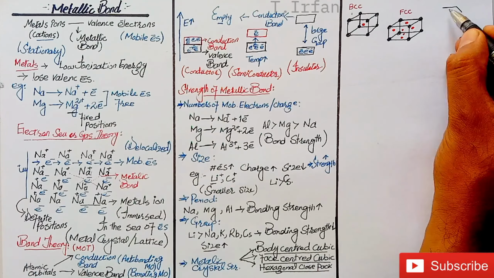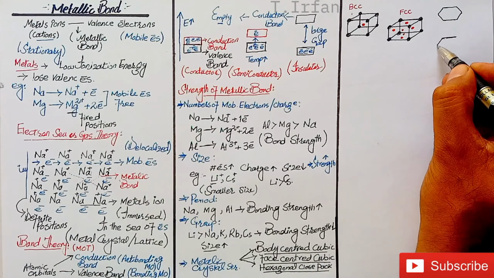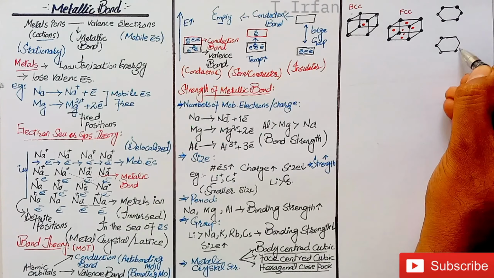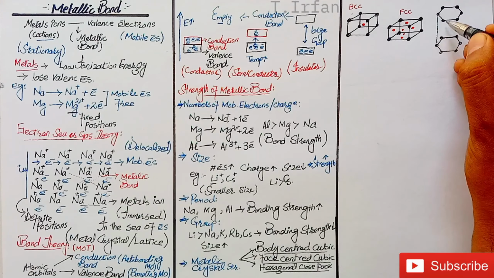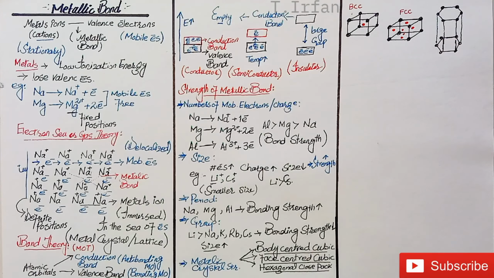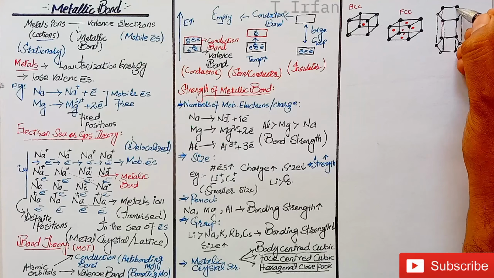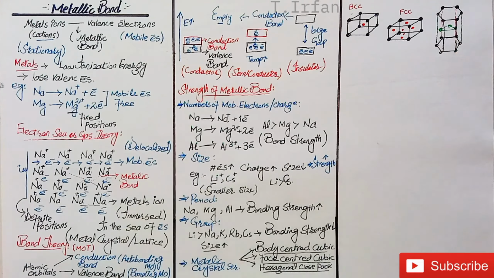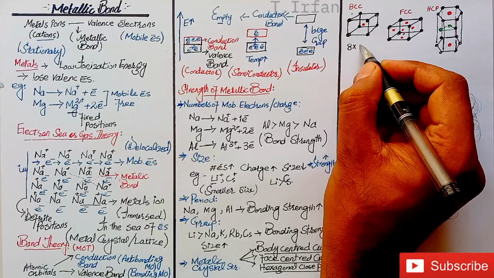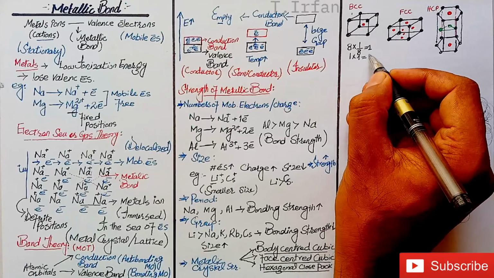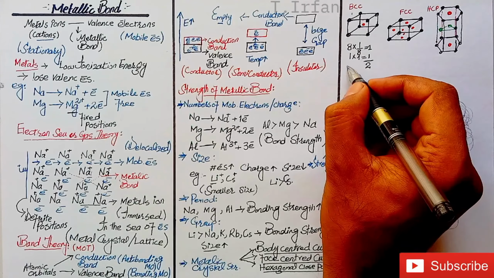And this is the hexagonal close packing unit cell, which has 6 plus 6 atoms at the corners. There are 3 atoms at the center and 2 atoms at 2 faces. In the body-centered cubic unit cell, there are 2 atoms. One is being counted from 8 corners which are shared by 8 other unit cells, and one is the body-centered atom.